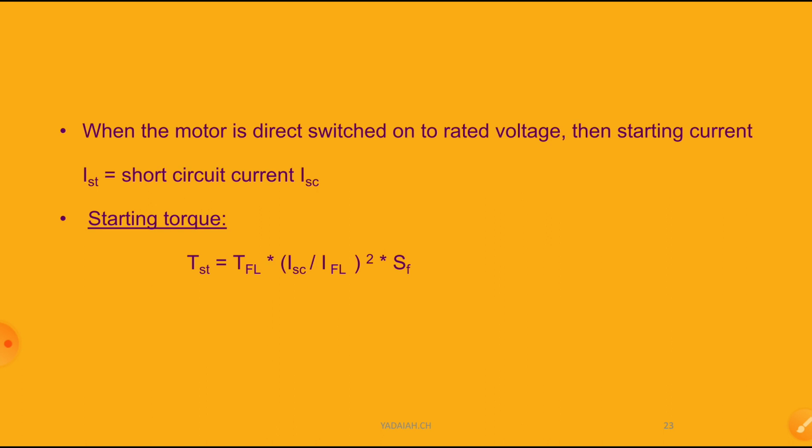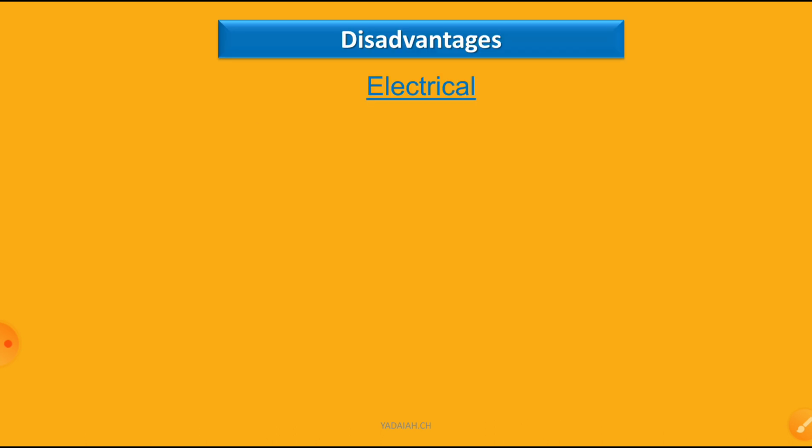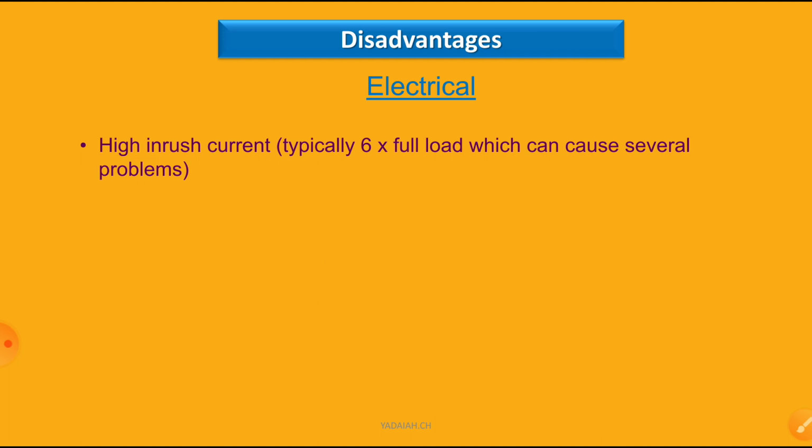Even then it has some disadvantages, regarding the electrical point of view and the mechanical point of view. What are the electrical disadvantages? Let us see. The first one is a high inrush current, typically 6 times full load, which can cause several problems. That is, 5 to 6 times current will come, as we are not controlling the starting current.